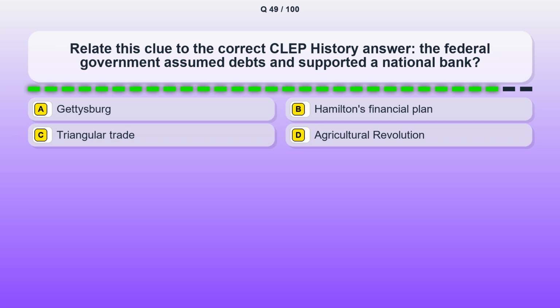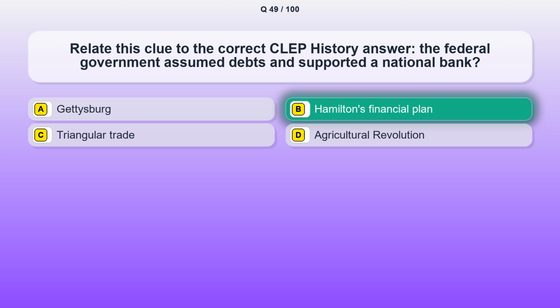Question 49. Relate this clue to the correct CLEP history answer. The federal government assumed debts and supported a national bank. Option A, Gettysburg. Option B, Hamilton's financial plan. Option C, triangular trade. Option D, agricultural revolution.